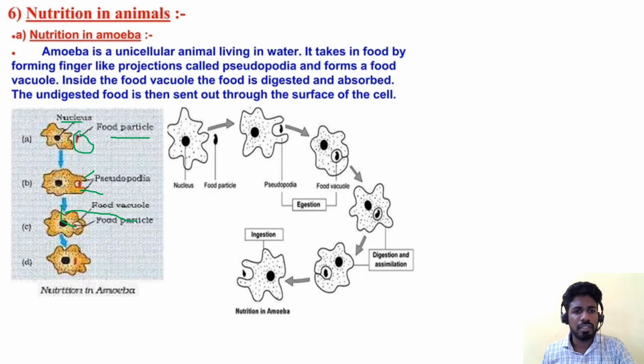The nucleus is present. This food particle is there. Then the pseudopodial structure will be opened. The food vacuole gets opened and the food gets into the amoeba. They digest. This is called egestion. Then digestion and assimilation take place. After that, ingestion will take place. Okay, this is the overall process.